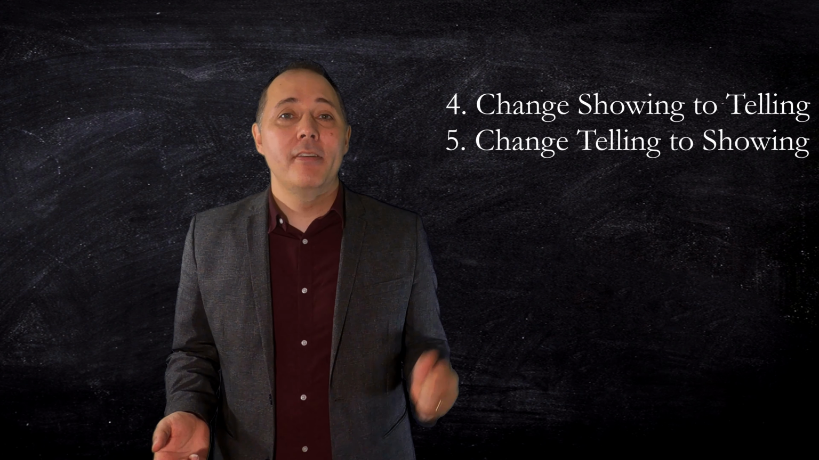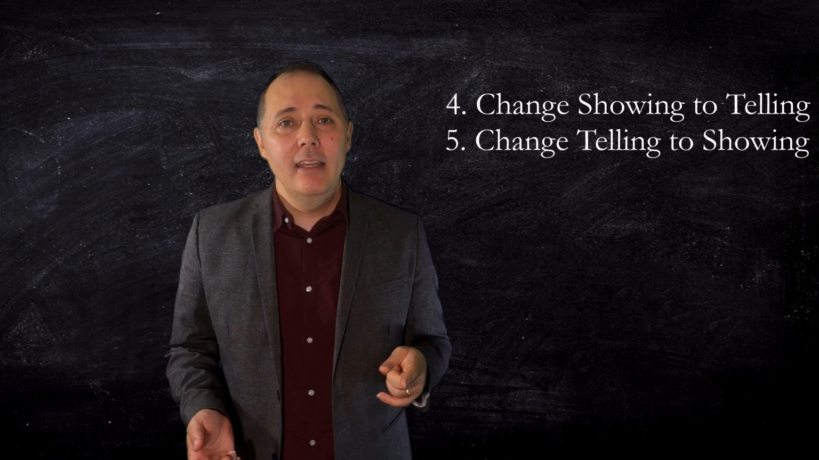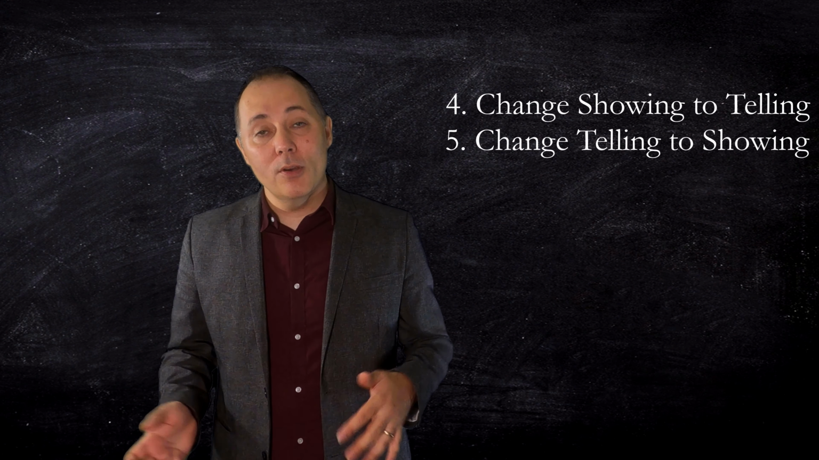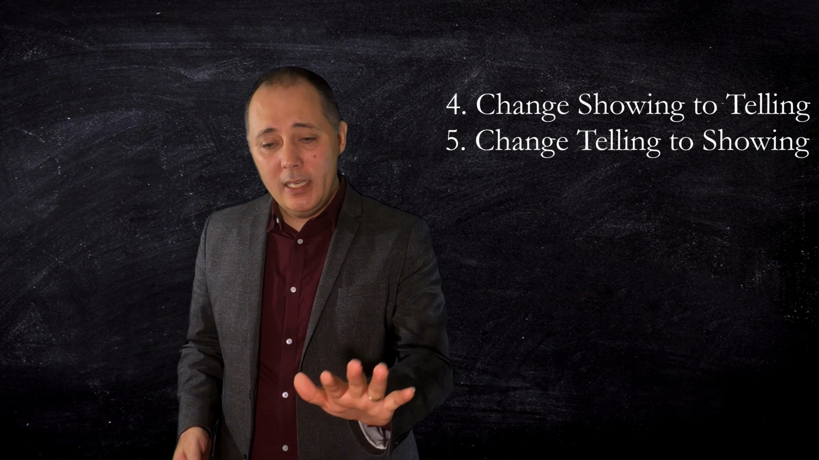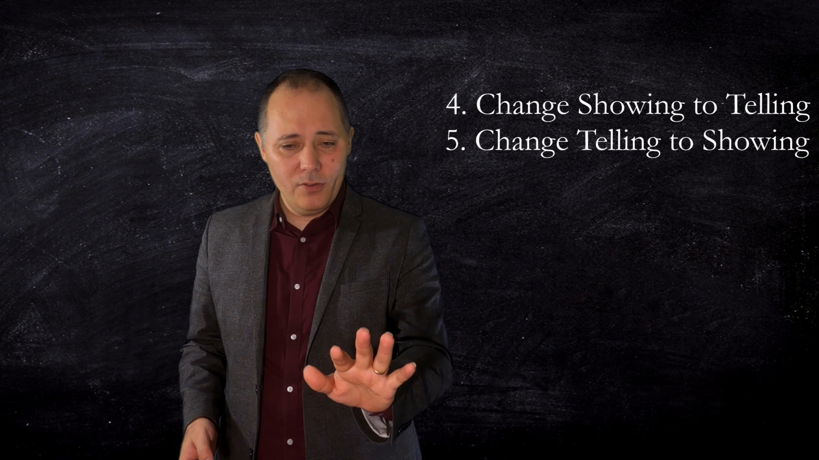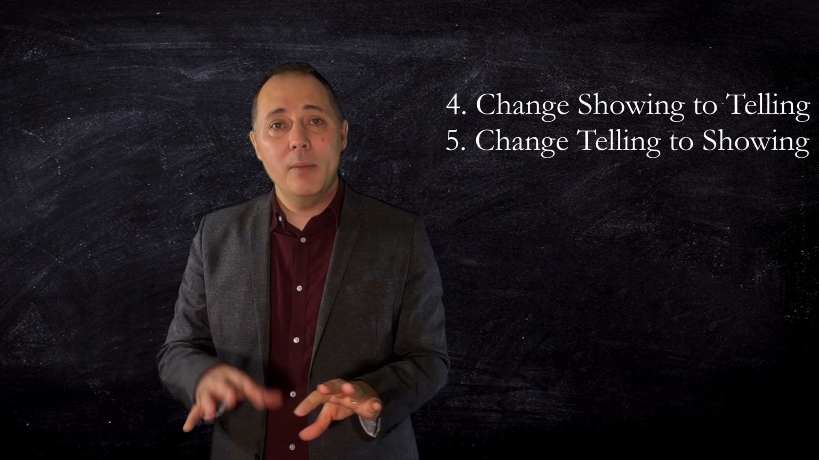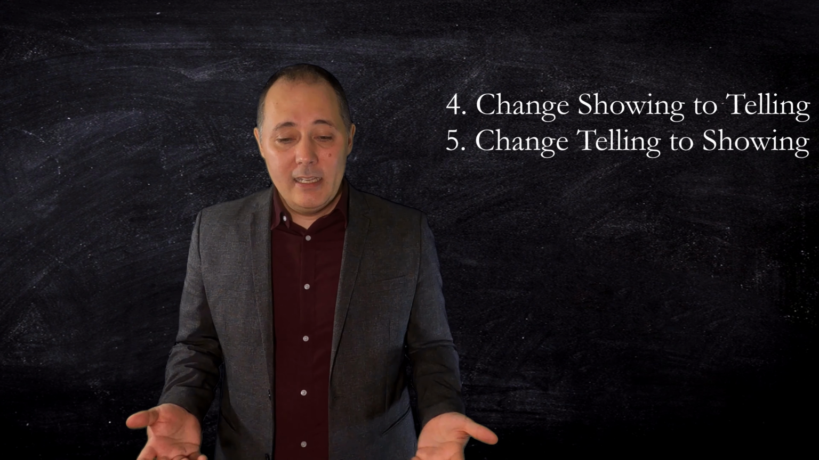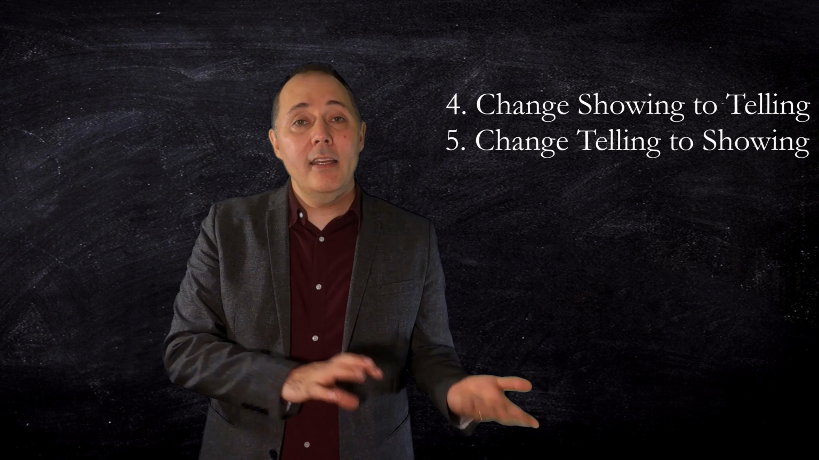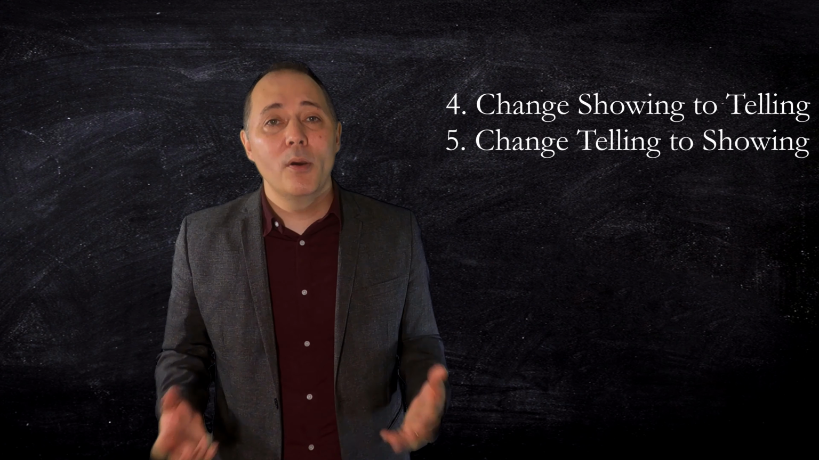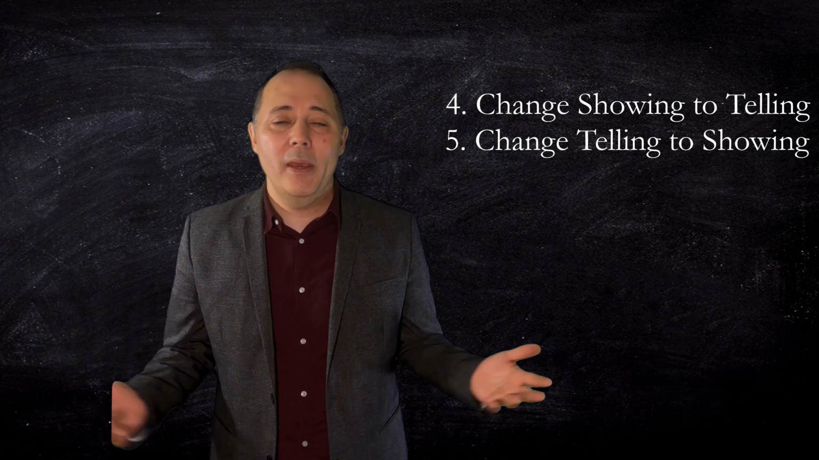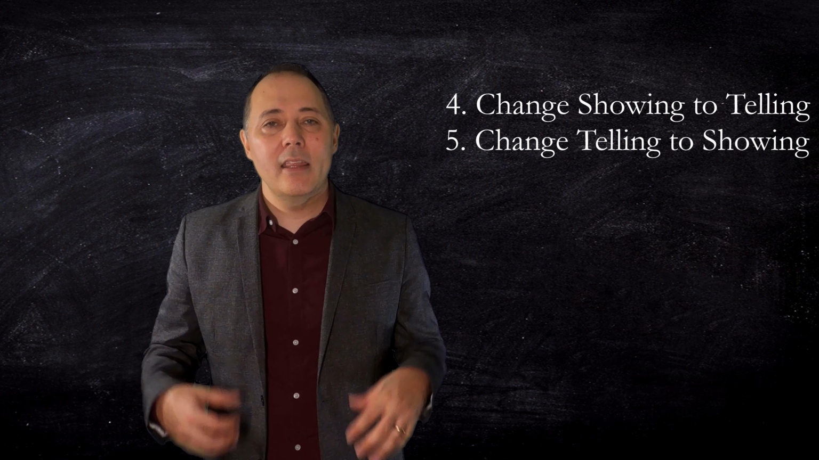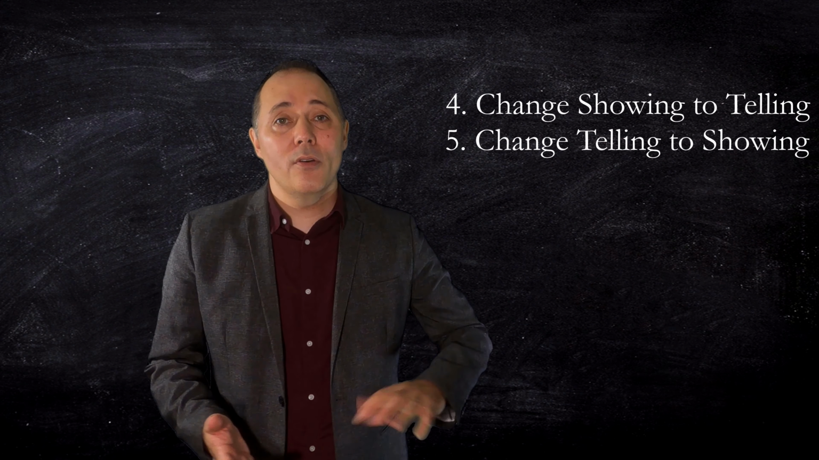Numbers 4 and 5. These are related. It's the application of the rule. You need to be able to come to the end of this course, hopefully, and be able to see some text in one of your stories that's showing and be able to turn it into telling. And then vice versa, you need to be able to see in your text something that's telling and turn it into showing. These are going to be both equally useful to you, just dependent on the flow of the story that you're trying to achieve, the effects that you're trying to achieve with your story.